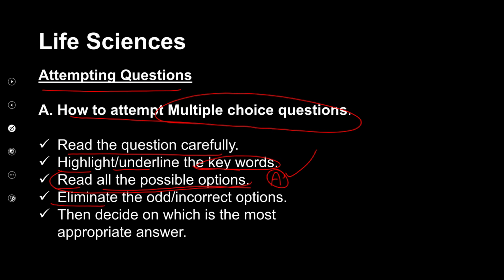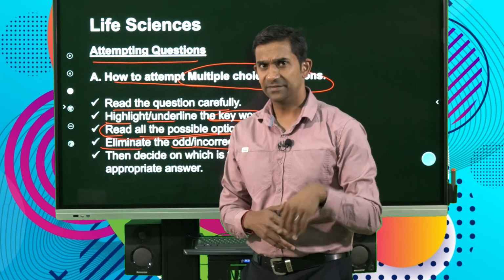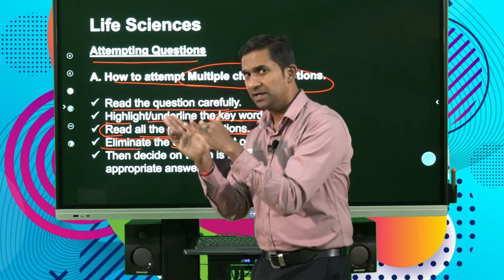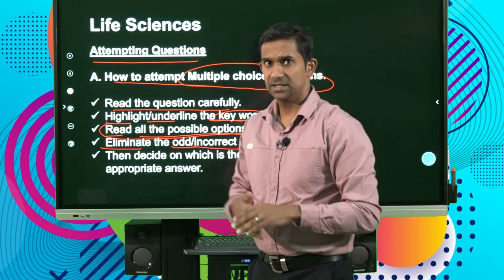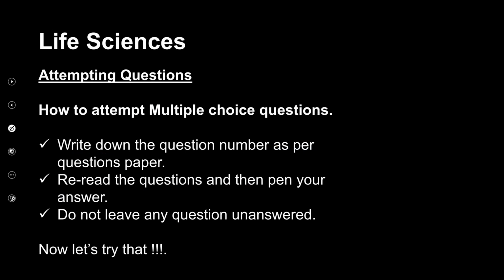It's important that you eliminate the odd or the incorrect options. Sometimes there are glaring options that are incorrect. It's good to eliminate those, and that just helps to narrow down and to shift your focus onto what is needed. Then decide on which is the most appropriate answer. Again, that allows you to channel your energy and your thinking to a specific question.